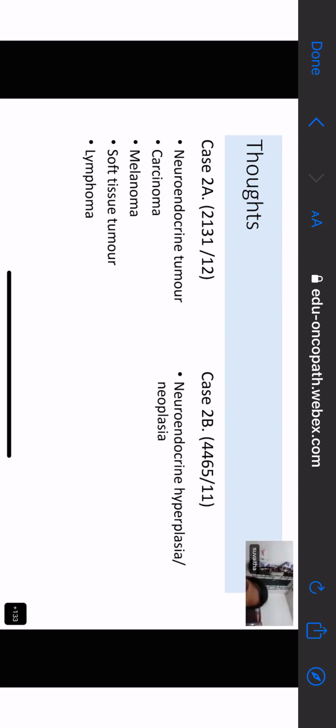Ma'am, I think 2A is a carcinoma. You think it is a carcinoma. All right. Would you like to explain why a carcinoma is arising in the submucosa? Ma'am, it's a little odd. Yes, it's a little odd.